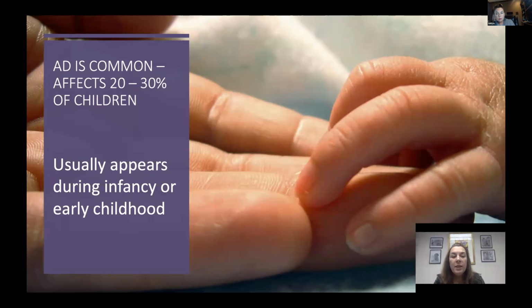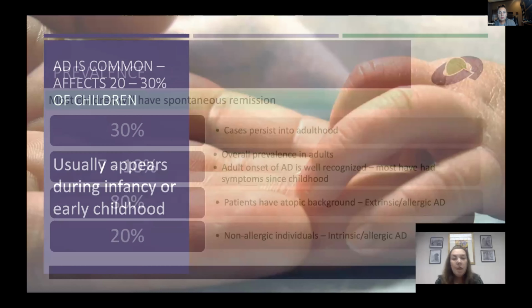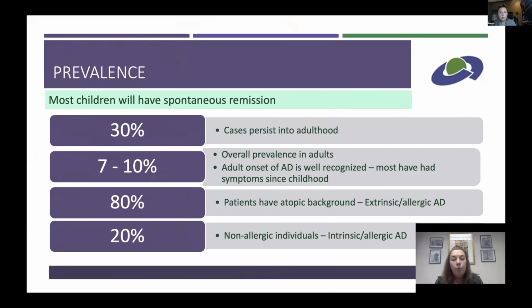Most people are surprised to learn that AD is very common. In fact, it affects greater than 20 to 30% of all children across the globe. It usually appears during early childhood or infancy, and again, significant prevalence. Most children will have spontaneous remission, so they'll have times that they'll have flares and then it will resolve. However, 30% of cases actually persist into adulthood.